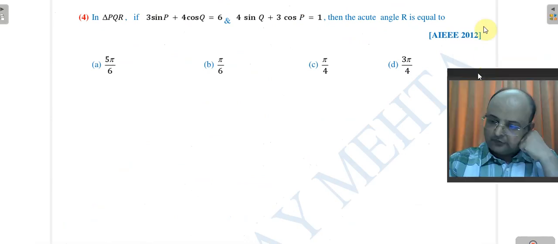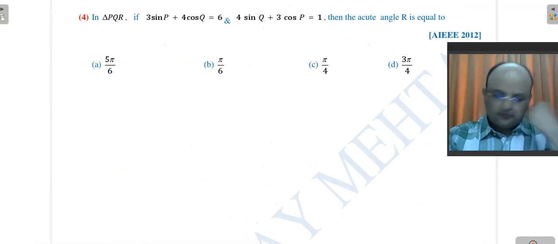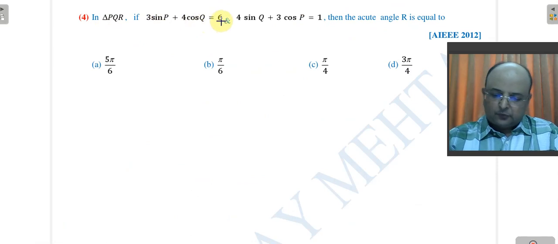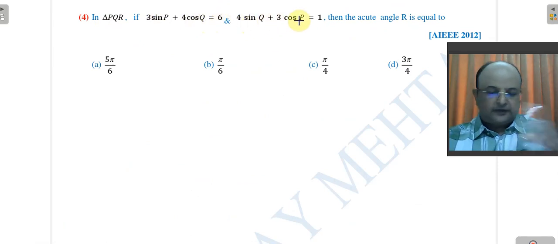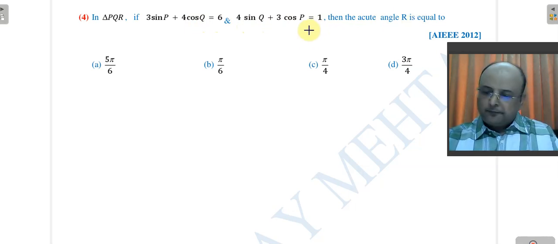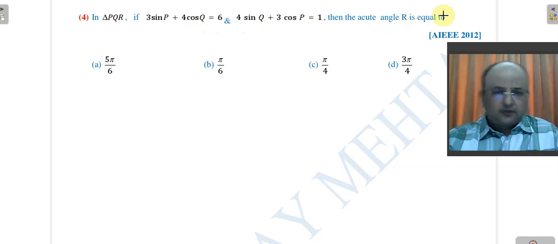That was asked in 2012. Okay, we go for this. In triangle PQR, 3 sin P plus 4 cos Q equals 6 and 4 sin Q plus 3 cos P equals 1. Then the acute angle R is equal to.